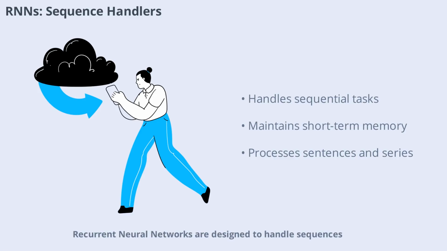Recurrent neural networks are designed to handle sequences, making them ideal for tasks where order matters. By using feedback loops, RNNs maintain a short-term memory of previous inputs, allowing them to process sentences, time series data, and more. Their unique structure sets them apart from other neural networks.